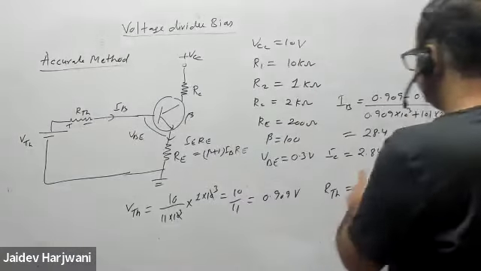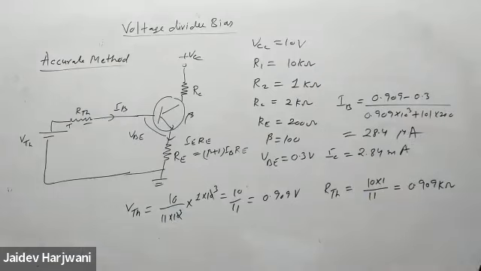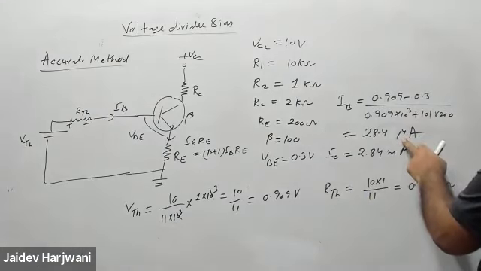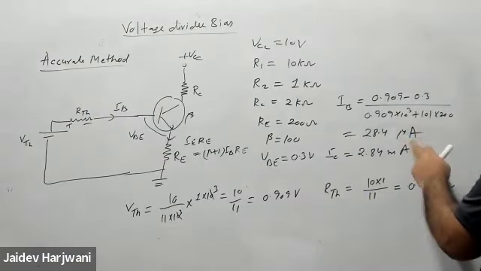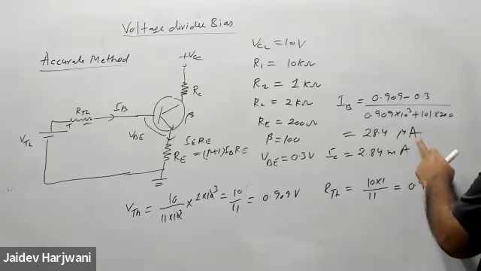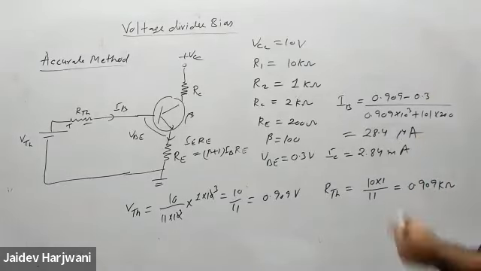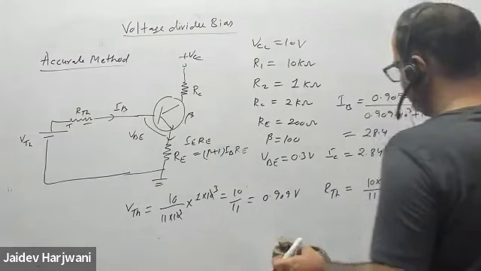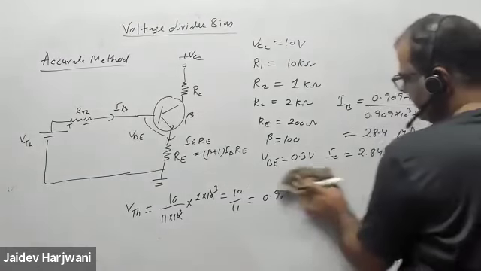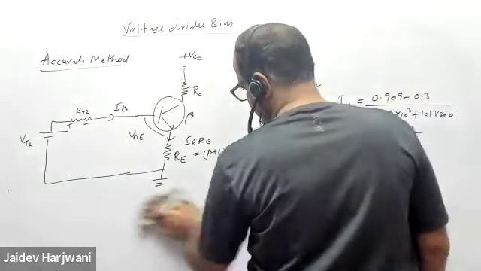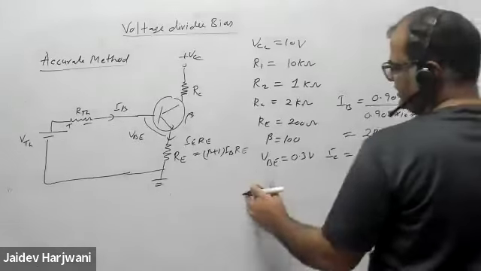Is that correct? If you multiply by 100, what will it become? 10 to the power minus 4. You want to multiply by 10 to the power 3 and divide by 2.8. It's correct. Okay, so this is, you have IC now. Now you can find VCE.